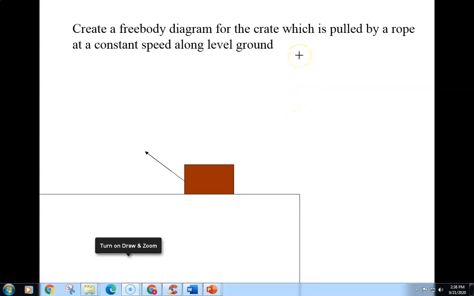So the first thing I want to look at is, are the forces balanced or not? It's moving at a constant speed along level ground, so the sum of the forces equals 0. All my forces cancel out. Let's label the forces acting on the crate. We've got the force of gravity going down, the force of gravity on the crate by the Earth. There is a normal force.